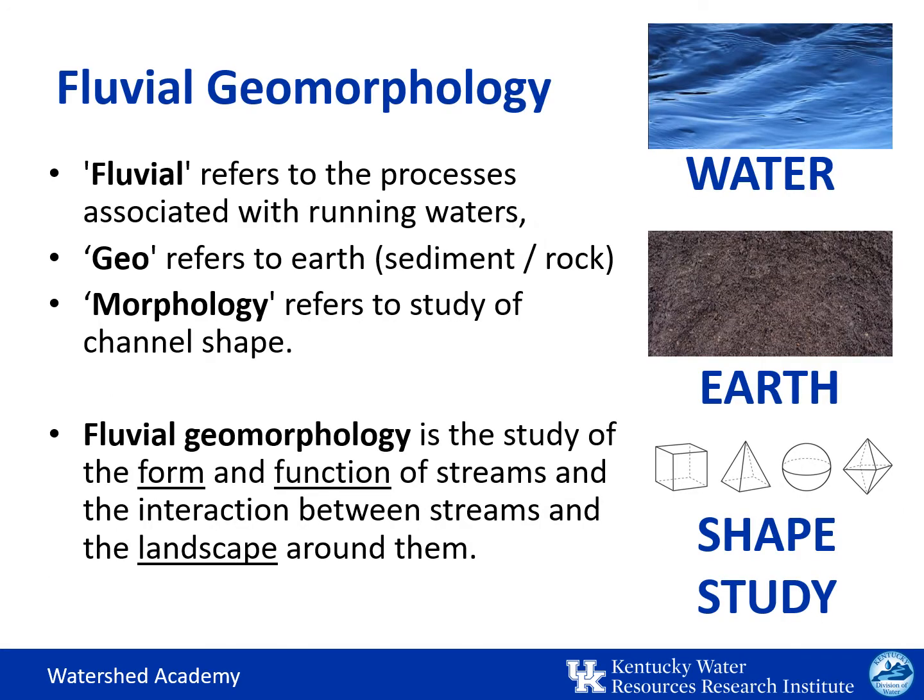In order to understand fluvial geomorphology, let's break it down into its component parts. Fluvial refers to the processes associated with running waters. Geo refers to the earth, that is the sediment and the rock, and morphology refers to the study of the channel shape. So you have water, earth, and then a shape study. So fluvial geomorphology is the study of the form and function of streams and the interactions between streams and the landscapes around them.